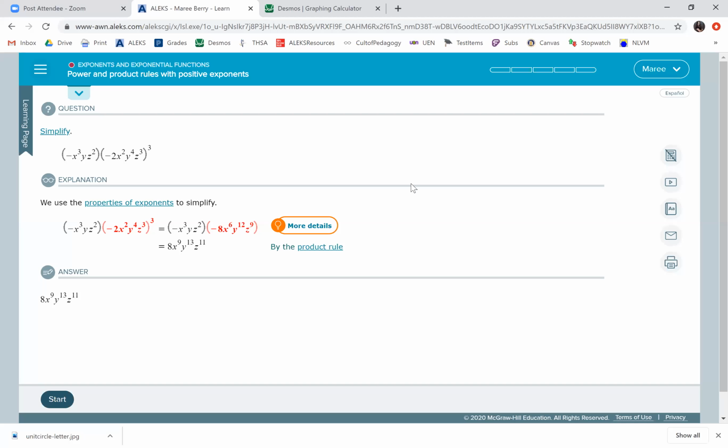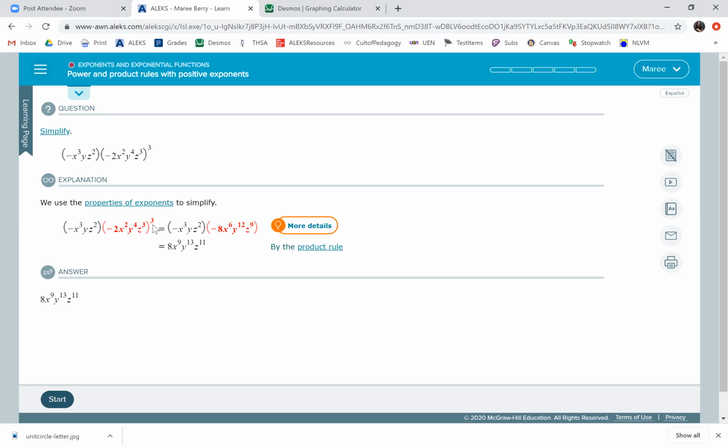So this is really fun because we get to do both the power and the product rules. And all our exponents are going to be positive. Woohoo. So when you have something raised to a power, you want to raise each factor to that power.